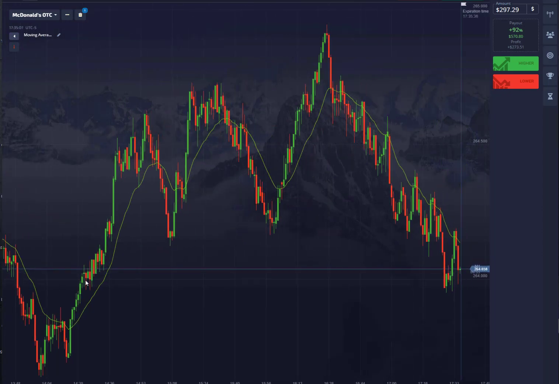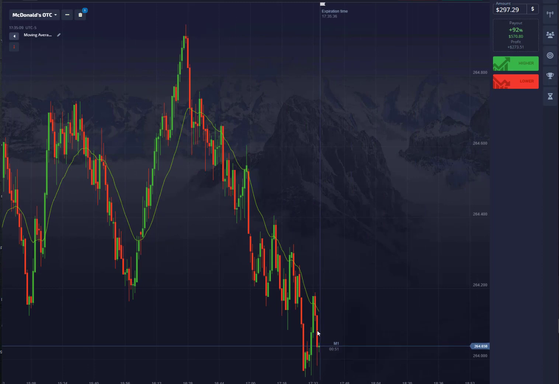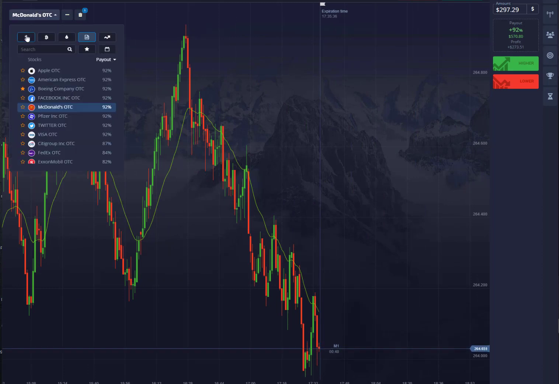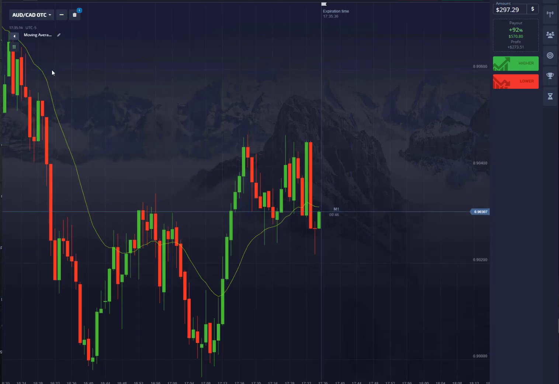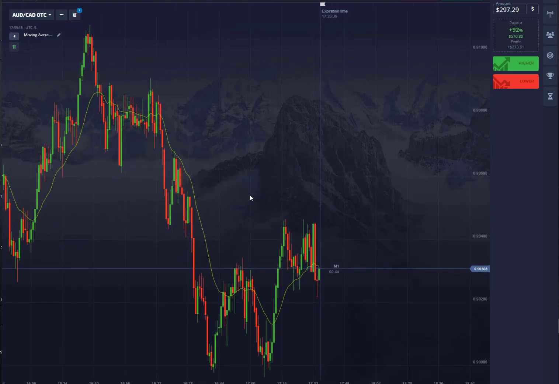Pretty choppy. Just looks like a up coming back down. Nothing special there. Let's look at some other stuff. Let's go to currencies. AUD/CAD, what we got going on?